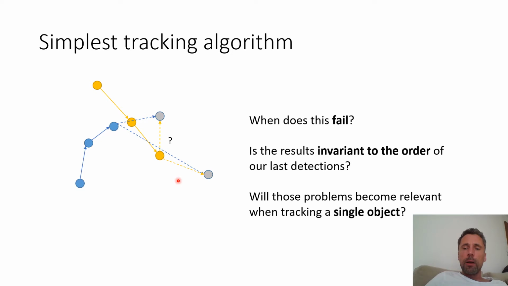And also, will those problems become relevant when we are tracking only a single object? So those two questions, please think about them, and I'll ask them in the Q&A session.